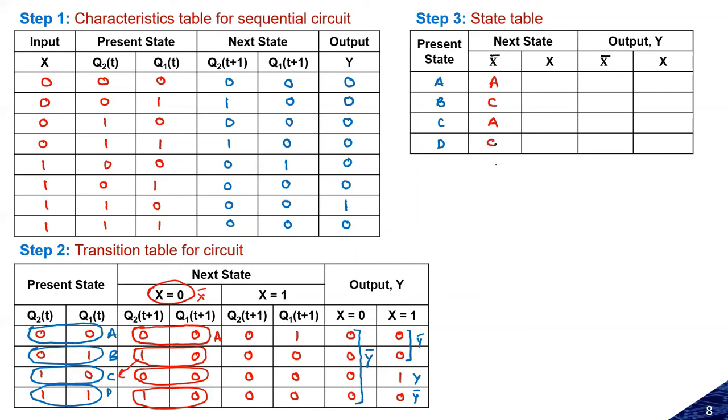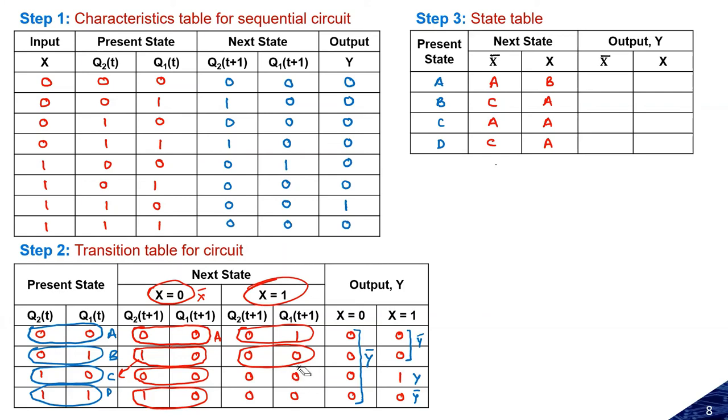Now let us talk about the X. To consider X, I need to consider these columns. If you see here, 0 and 1, 0 and 1, this simply indicates B. So I need to write B here. 0, 0 indicates A. Again, 0, 0 and 0, 0. So all others will be A only. So this is how we need to prepare this state table.